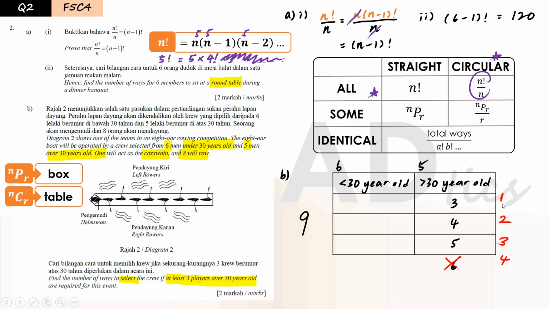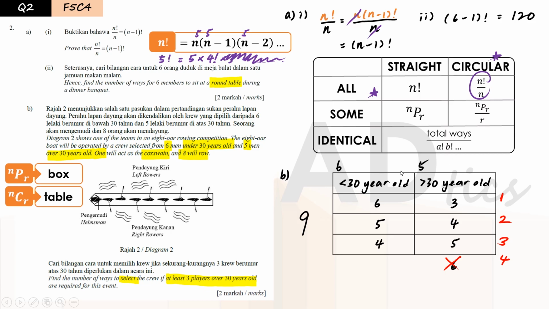Once we identify all the possibilities already, then we can figure out the number of people for less than 30-year-old. This one is very simple. For the first possibility, it will be 9 minus 3, which is 6. Second possibility is 9 minus 4, which is 5, and so on. Now for each possibility, I can find out the number of combinations.